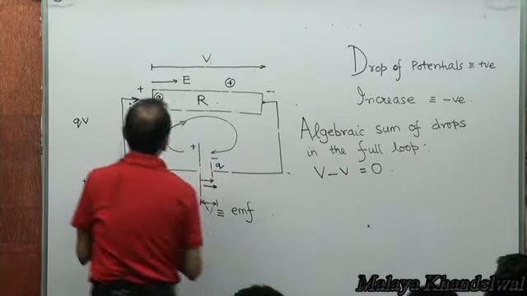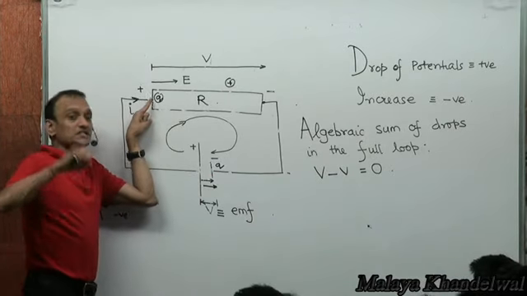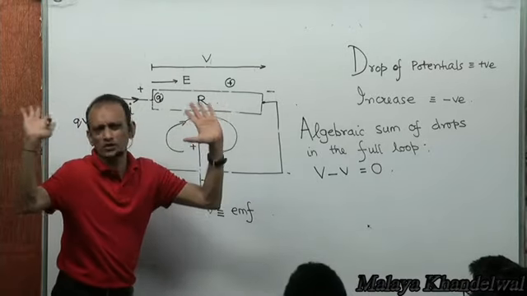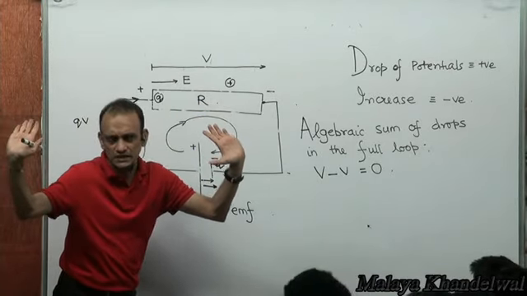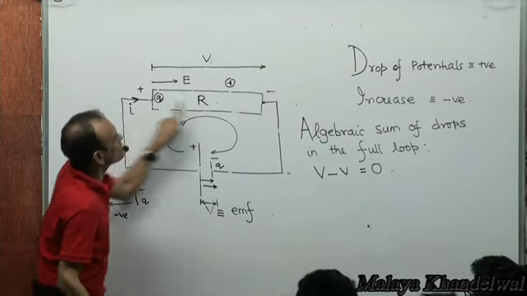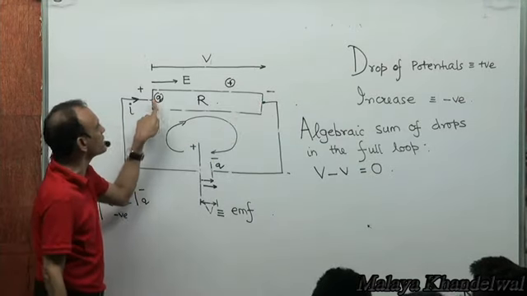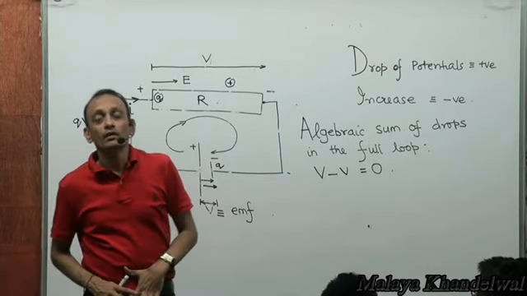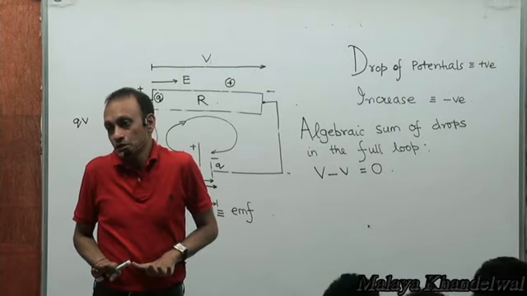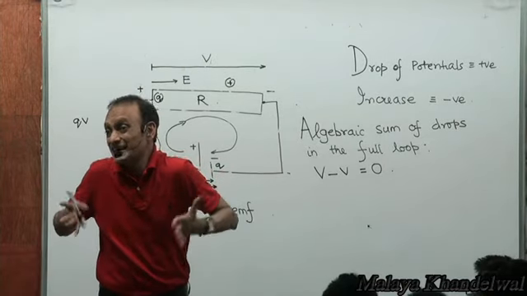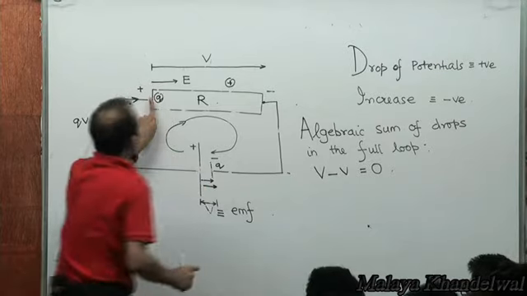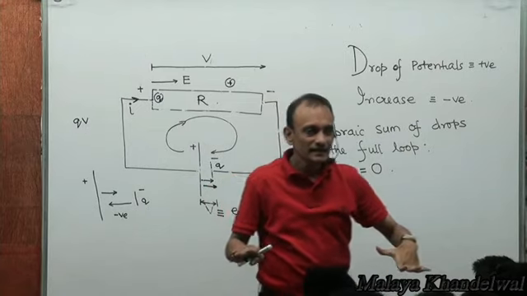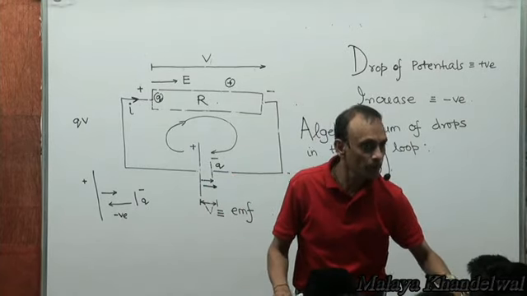Does it make sense? Now, please understand this fact. When this charge goes from here to here, I'm talking of a positive charge again, because I'm talking of conventional current. When this charge migrates from this end to this end, its potential is decreasing. It's losing energy. It is getting depleted in energy. Yes or no? It's losing potential energy.